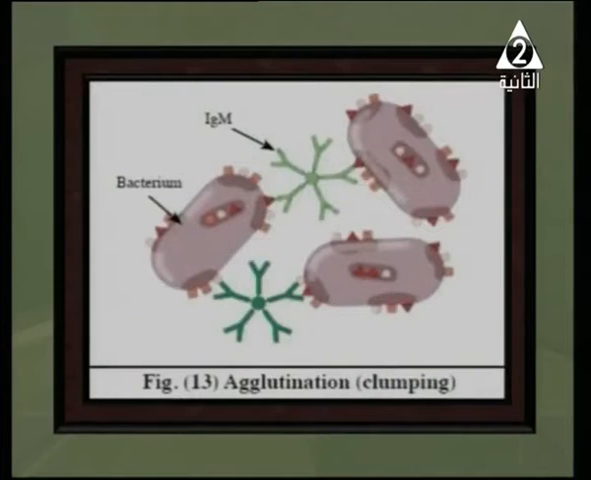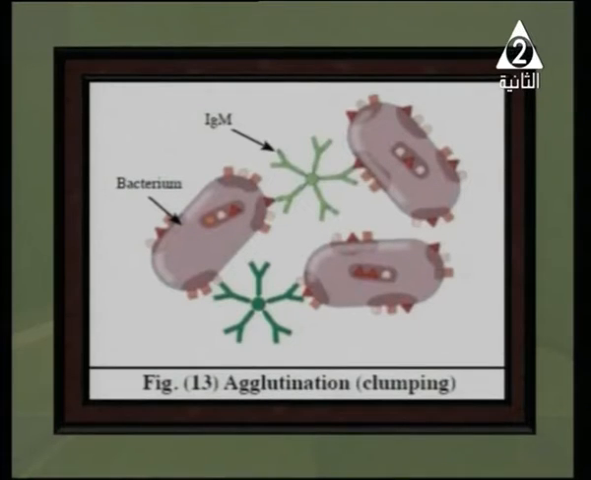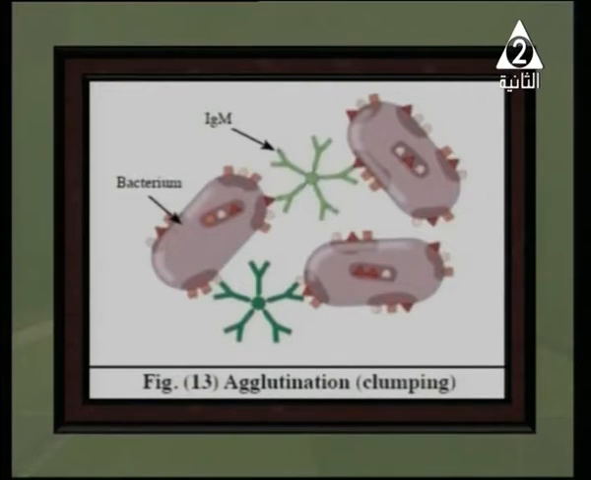And this is a picture that shows us the agglutination or clumping of antibody, which is IgM, immunoglobulin M, with bacterial cells. As you see, it has more than one binding site, so it can bind 2 or 3 pathogens at the same time, such as bacterial cells, or any pathogen inside the body.